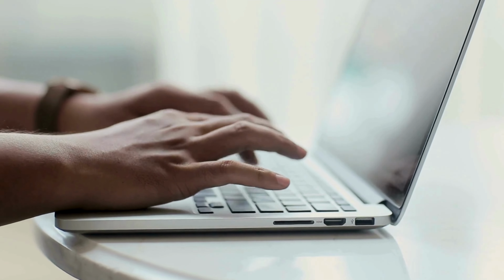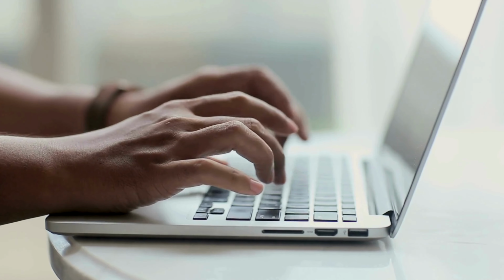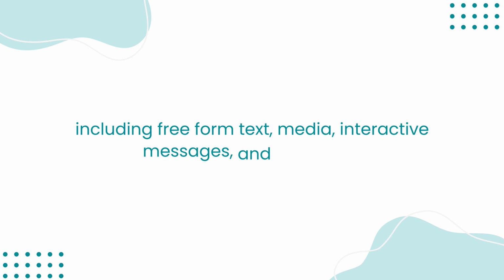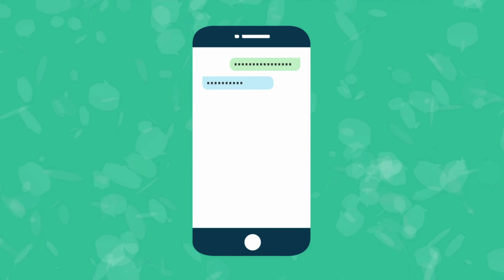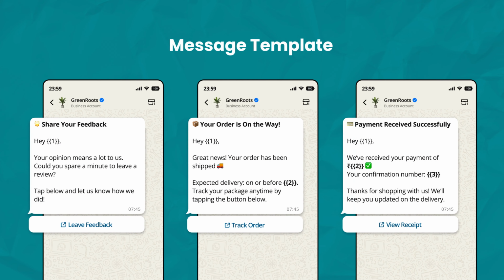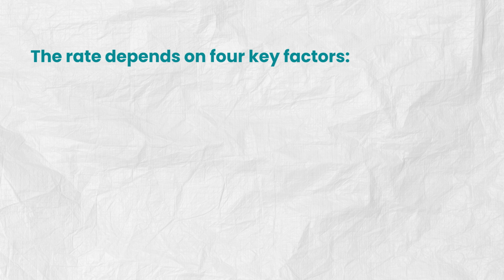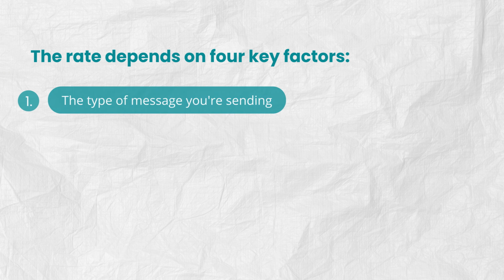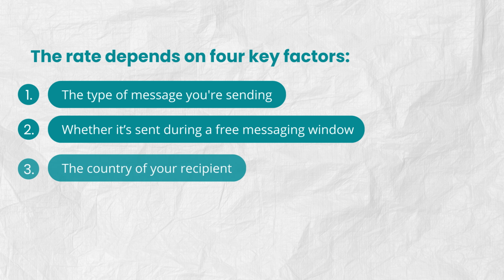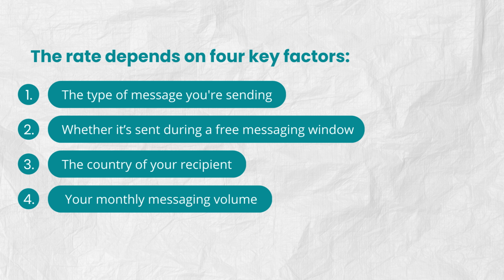WhatsApp allows businesses to send different types of messages through the API, including free-form text, media, interactive messages, and templates. However, if you want to start a conversation with a user, you can only do that using a message template. With the WhatsApp API, you're charged per delivered template message, but the actual rate depends on 4 key factors: the type of message you're sending, whether it's sent during a free messaging window, the country of your recipient, and your monthly messaging volume. Let's go over each one briefly.